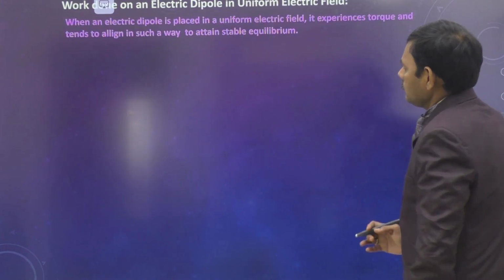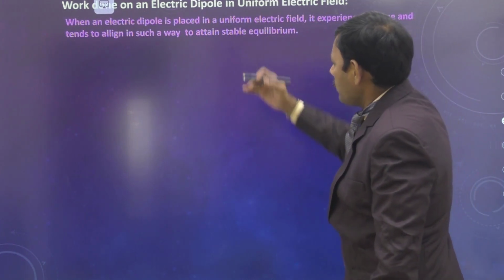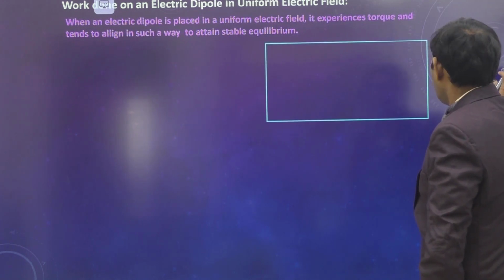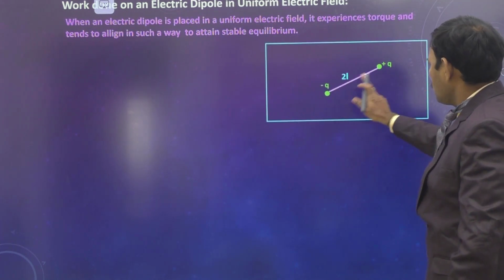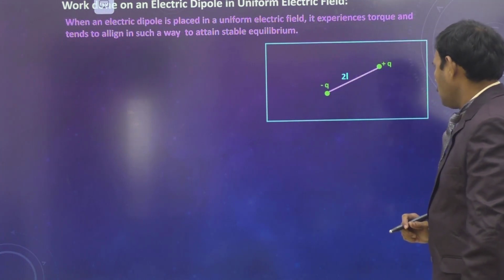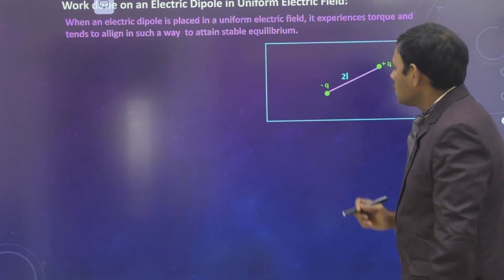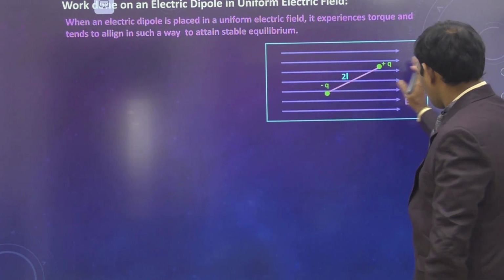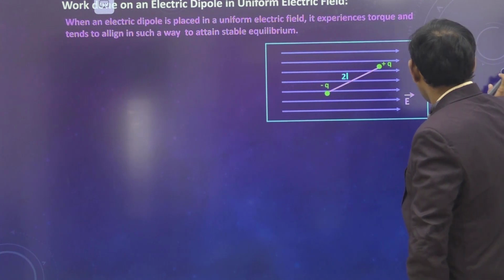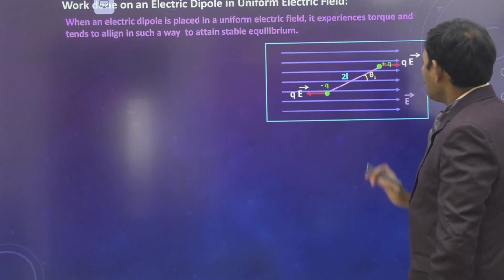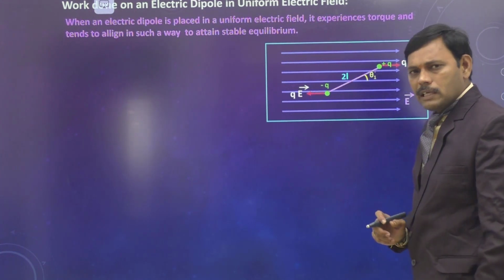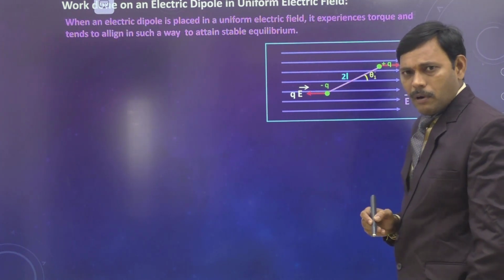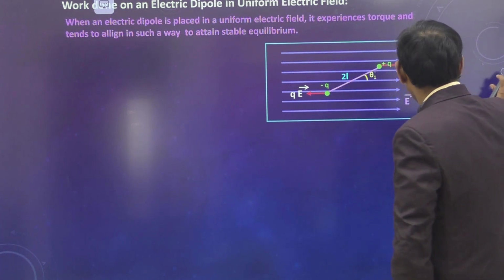Next, we would like to find the work done on an electric dipole in a uniform electric field. Let us consider a dipole having negative and positive charges, shown here, and the length of the dipole is 2l. A uniform electric field E bar is present, in which we keep the dipole. Initially, the dipole makes angle theta 1 with the direction of E bar.